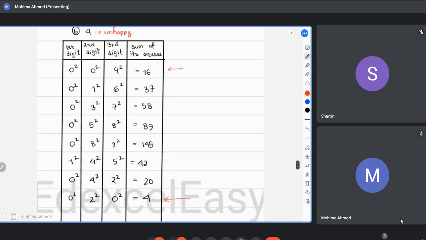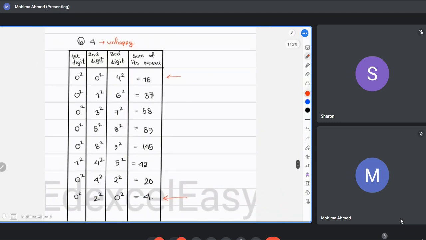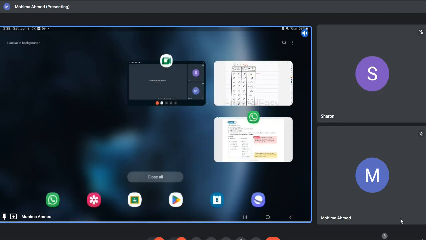Is this clear for part B? Yes, teacher. Now this was easy. Let's move on to the next part.